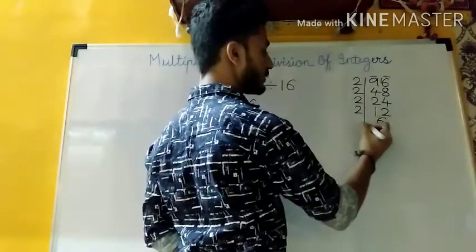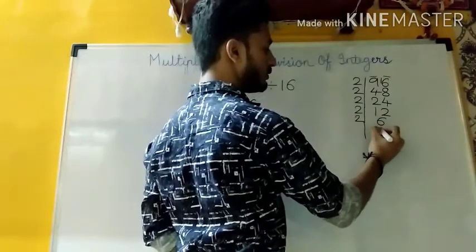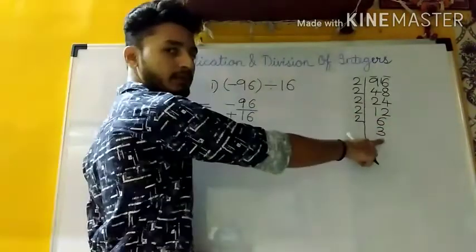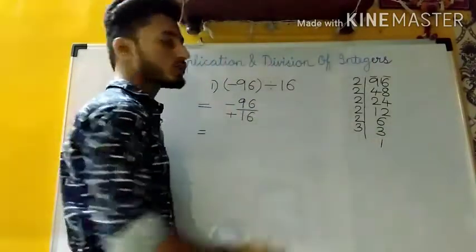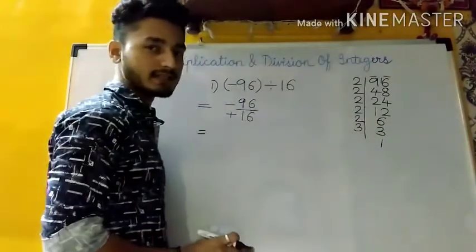2 6s are 12. 2 3s are 6. Now 3 is a prime number, so I have to go for 3. So 3 1s are 3. So these are the prime factors for 96.